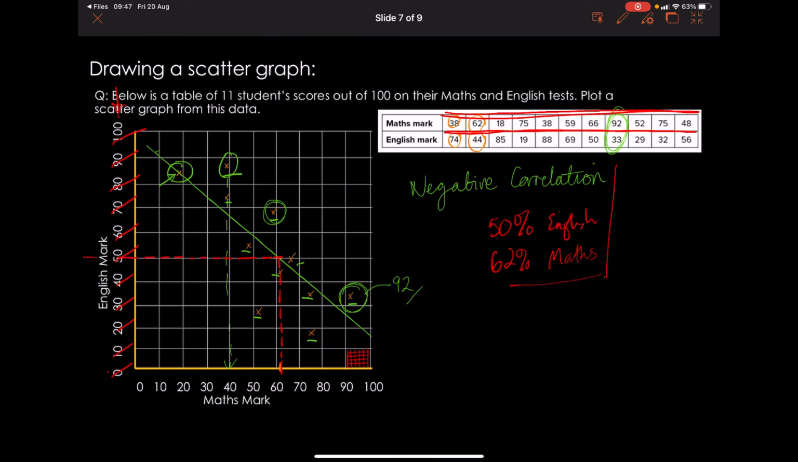Okay, so, sorry, I didn't even put the question on, but I explained it. 11 students' scores out of 100 on their maths and English tests. Plot a scatter graph. Okay?